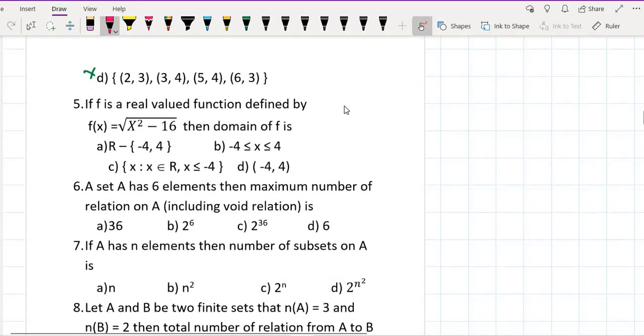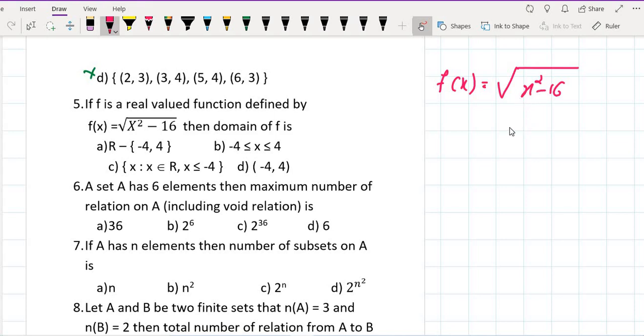Consider fifth question. If f is a real valued function defined by f of x is equal to root of x square minus 16, then find the domain of the function. Domain means the value which you are going to substitute in place of x so that the function is defined. That means f of x is root of x square minus 16. So this is the function. You have to replace x by the value so that this function is defined.